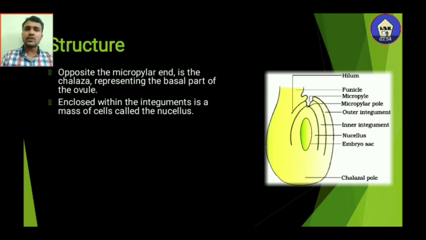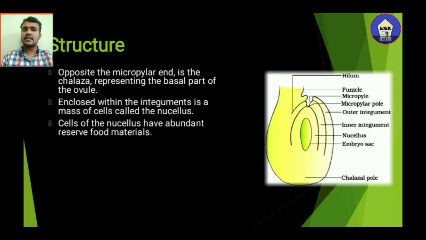Enclosed within the integument is a mass of cells. Normally those cells are diploid in nature. They consist of two sets of chromosomes. So there is a mass of cells called the nucellus. Cells of the nucellus have abundant food reserves, the reserve food material.